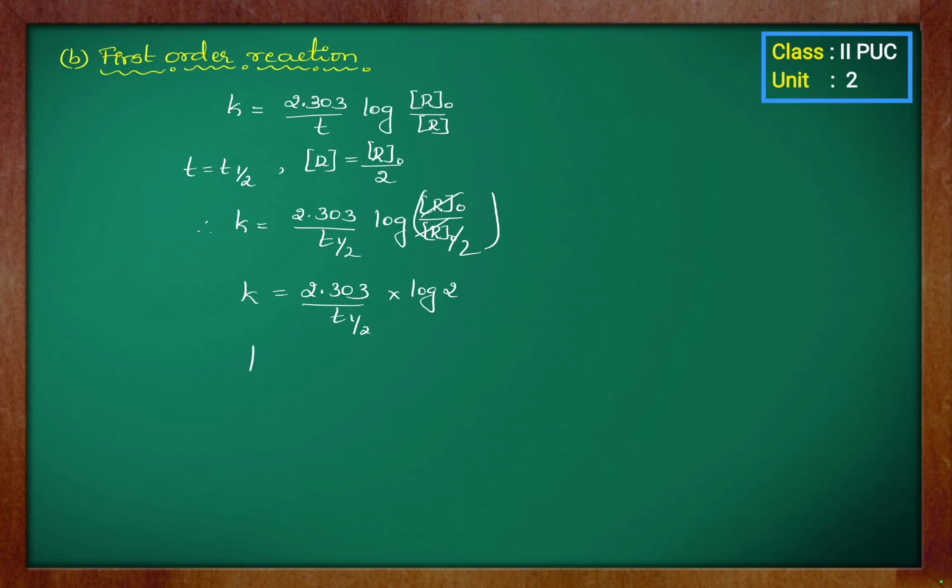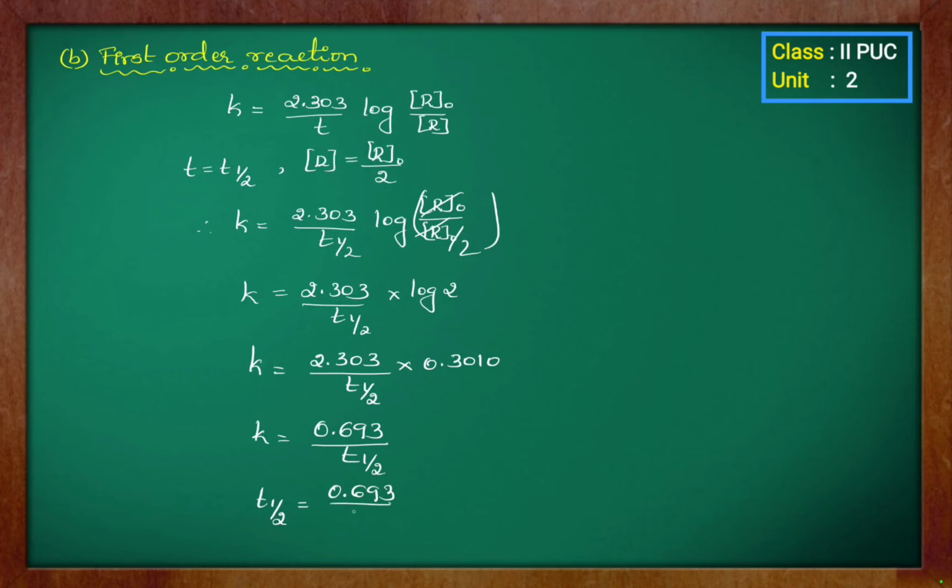and therefore k is equal to 2.303 divided by t half, log 2 is 0.3010, so k is equal to 0.693 divided by t half. So this is the rate constant in terms of the half-life of a first order reaction. Rearranging this expression, I can write the half-life for a first order reaction is 0.693 divided by the rate constant k.